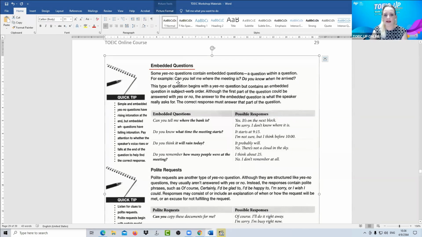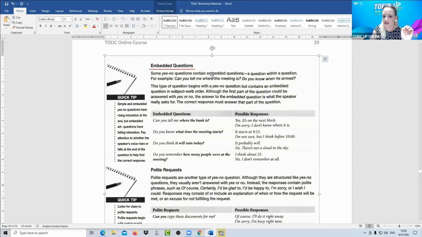For example, can you tell me where the meeting is? Or do you know when he arrived? These are two examples of embedded questions, questions inside of a question. Why do we say inside? Can you tell me is a question. Where is the meeting is another question. So where is the meeting is embedded in can you tell me.